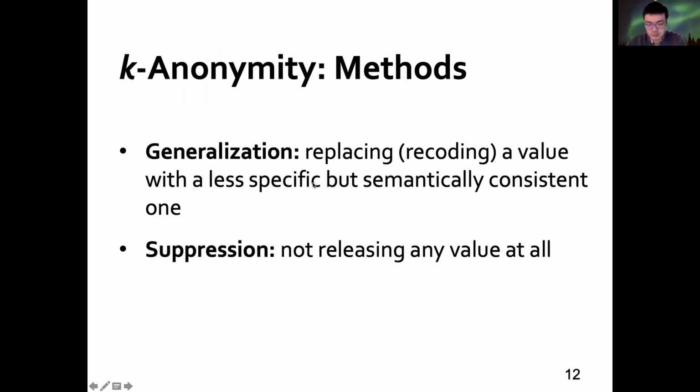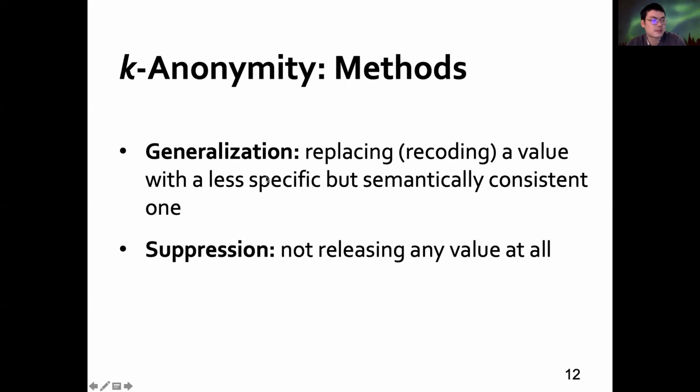So right now we have the requirement that for the released table, if we can identify some attributes that belong to you, there must also be K-1 others that have the same attribute values. But apparently our previous table did not satisfy that requirement. So how do we revise the table so that the K-anonymity requirement is satisfied? This is the question we're studying. So there are 2 ways to guarantee that.